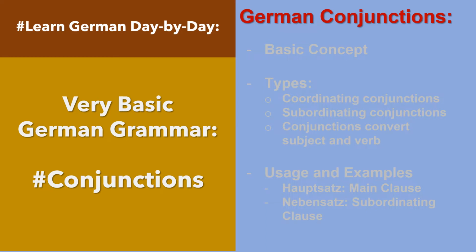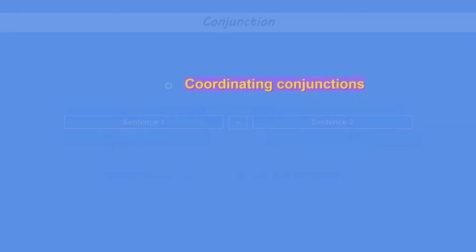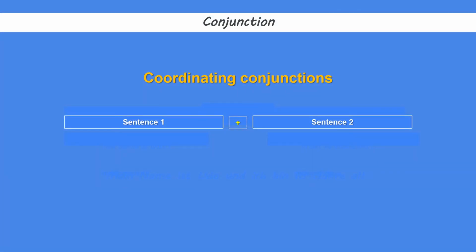There are different conjunctions in German. They have different meanings, usage, and characteristics. In this video, we are going to learn about coordinating conjunction, which is the easiest one. If we want to join two or more sentences into one complex sentence, we will use conjunctions. One of the common conjunctions is coordinating conjunction.